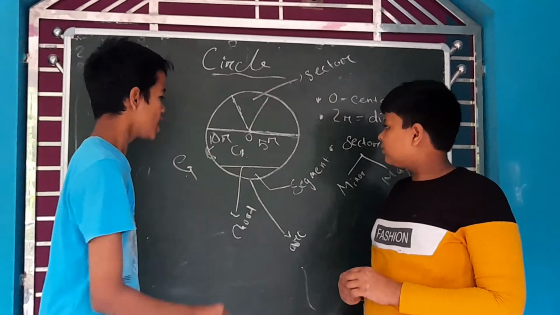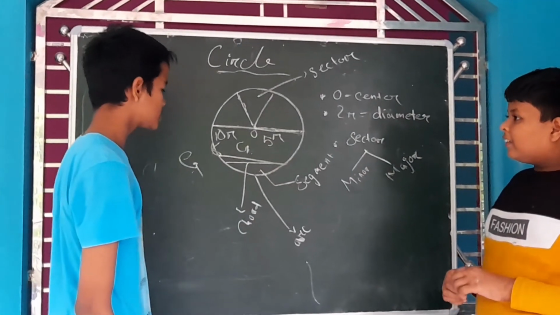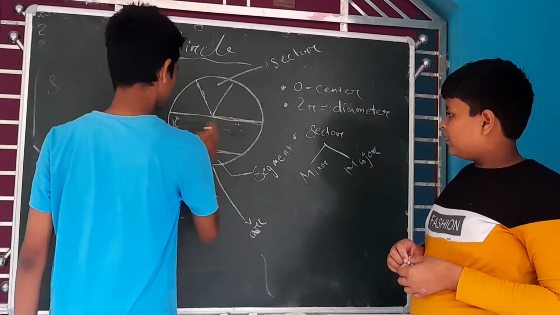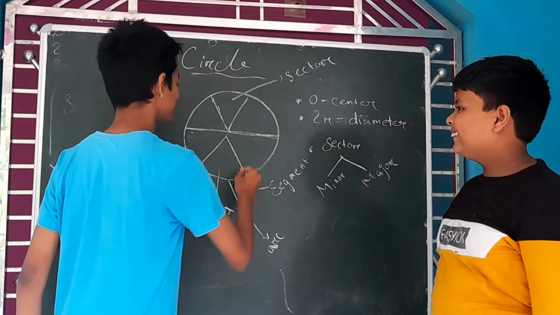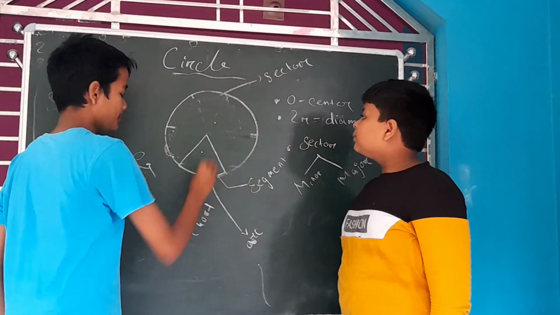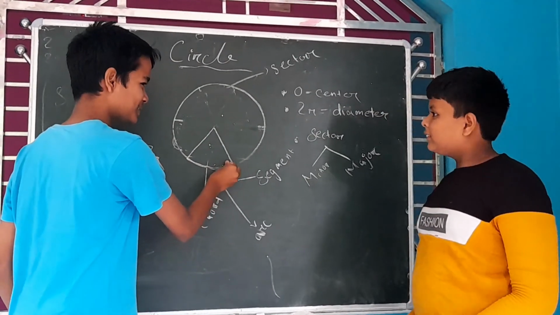Then the chord is called the chord. Then the sector: this is the minor sector and this is the major sector. Then the arc, it is called the arc.